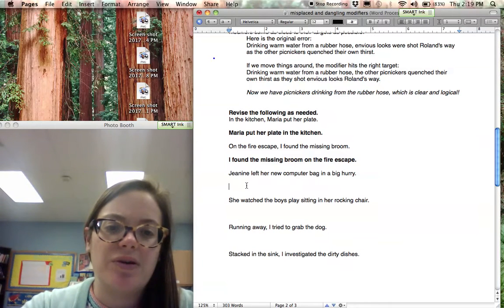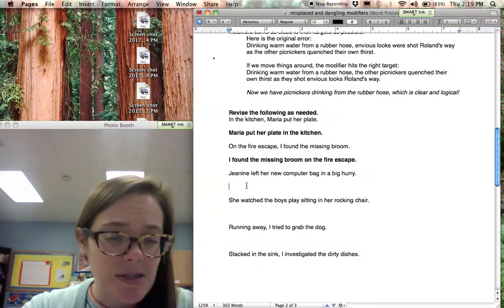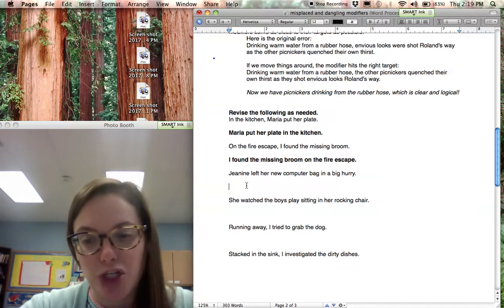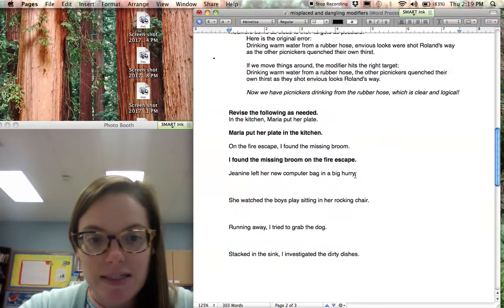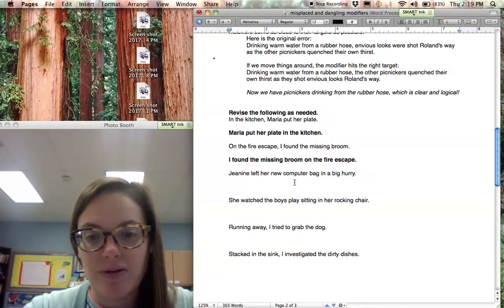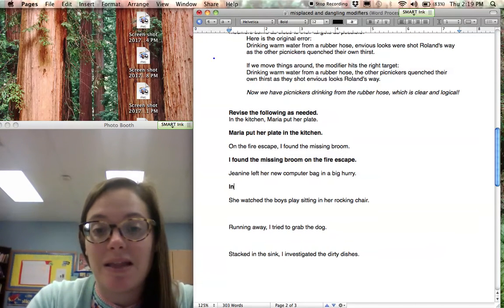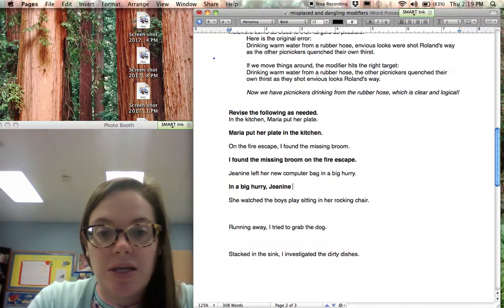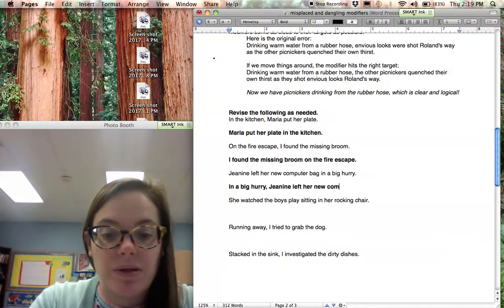Janine left her new computer bag in a big hurry. So I'm assuming the bag is not in a big hurry. That wouldn't really make much sense. I'm assuming Janine's in a big hurry. So I'm going to need to move this modifier over to be closer to Janine. I'm just going to put it at the beginning of the sentence. In a big hurry, Janine left her new computer bag.